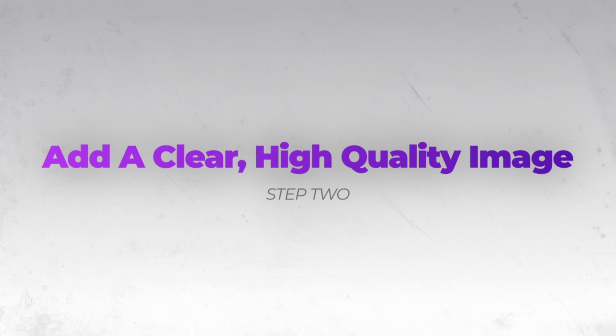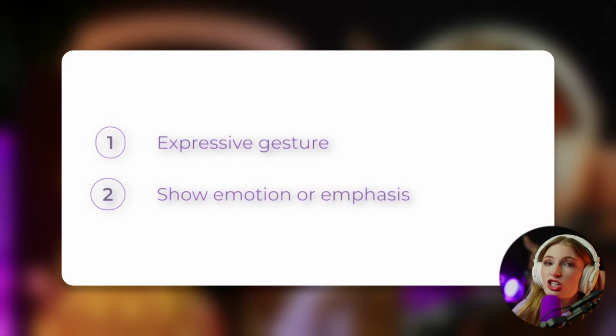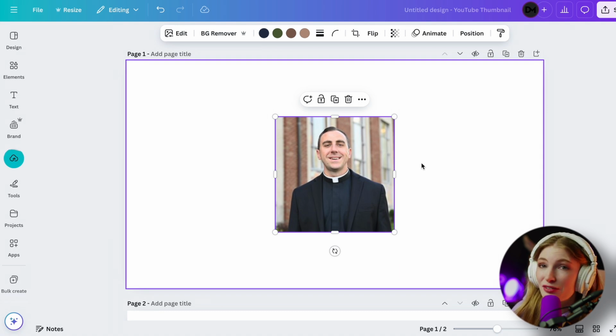Now, we need a clear, high-quality image for the thumbnail. There are two options. Number 1 is to take a screenshot from your homily video, so you can find a moment where you're making an expressive gesture or something that shows emotion or emphasis. Or the second option is to upload a separate photo. If your homily video is lower quality, you can just use a photo that you like of yourself.